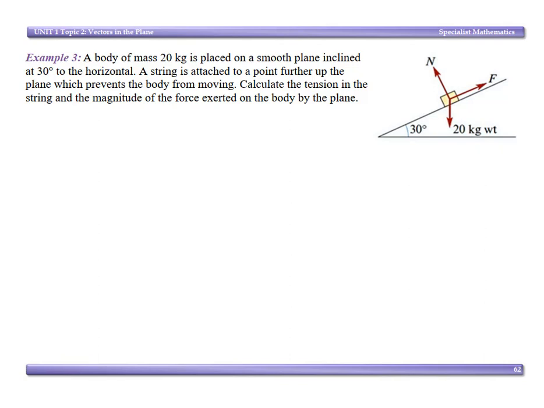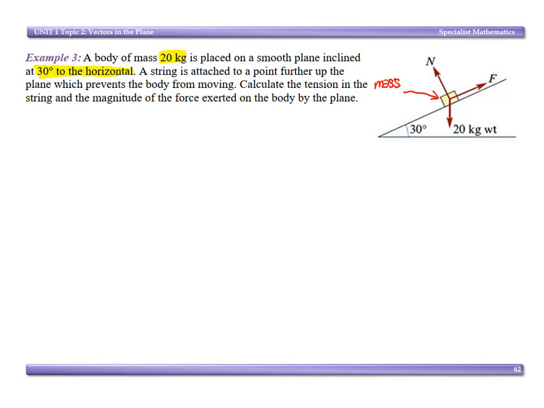Example 3 is an inclined plane. These are a little tricky. So our body of mass 20 kilograms is placed on a smooth plane inclined at 30 degrees to the horizontal. So you can see what's going on here. We have the mass there.